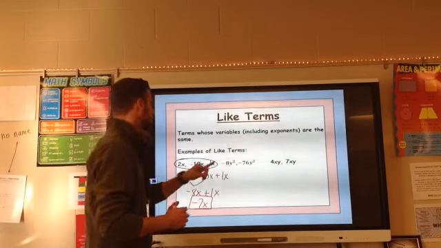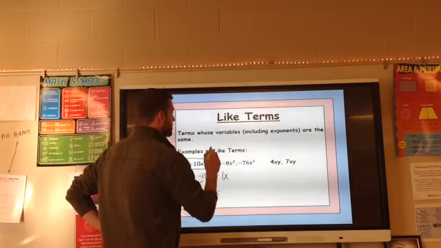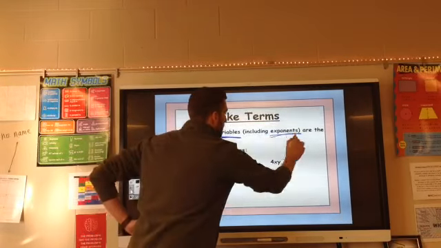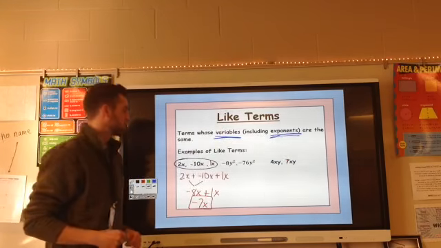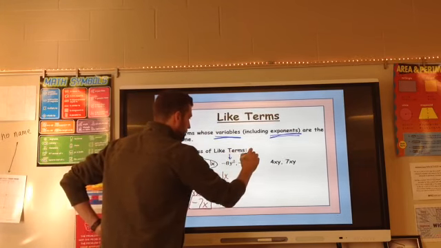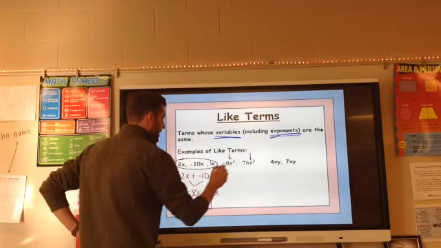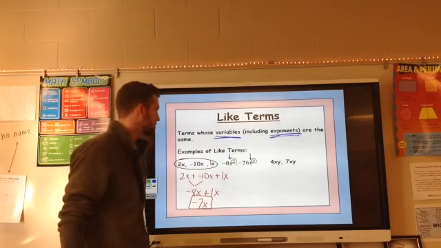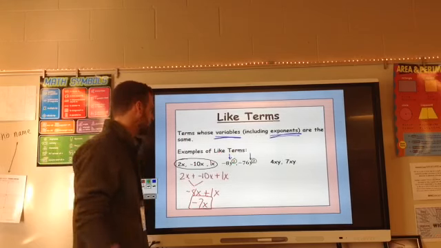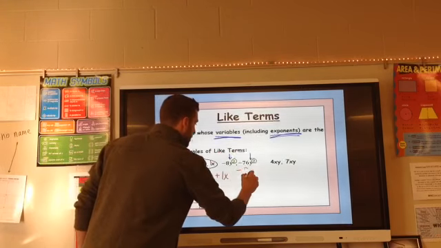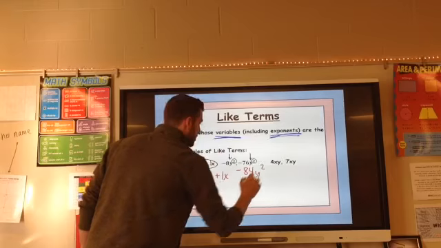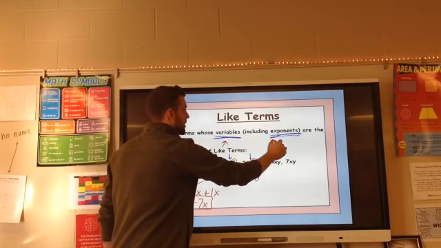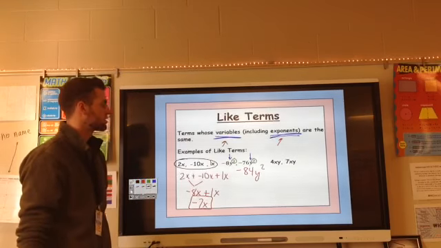Now remember, when we're talking like terms, our variables have to be the same and our exponents have to be the same. I have the same variable, it's a y, and I have the same exponent, it's squared, or to the power of 2. So if I add those two together, I'm going to get negative 84y squared. I keep my variable and I keep my exponent when I'm adding like terms.